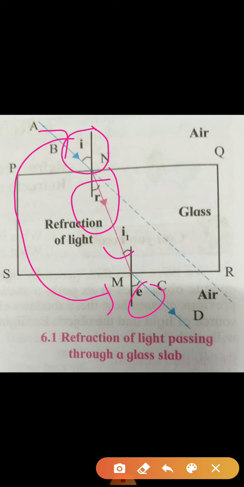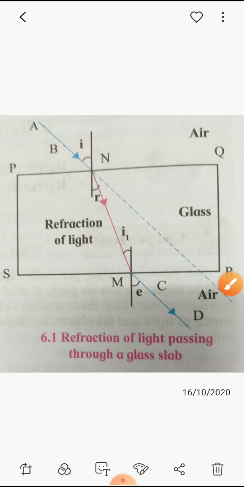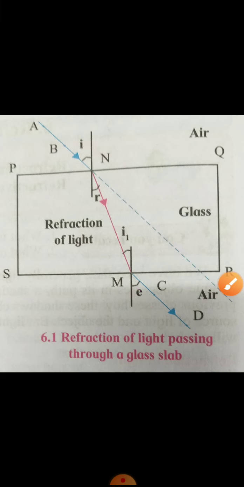Correct? So in this experiment, we study that on both the parallel sides PQ and RS of the glass slab, the change in the direction of the light ray is equal but in the opposite direction. Thus the light ray MD emerging from the glass slab is parallel. Yes. See, this light ray MD is parallel to this dotted line. Understand? So MD emerging from the glass slab is parallel to the incident ray AN on the side PQ of the slab, but the emergent ray is somewhat displaced with respect to the incident ray.